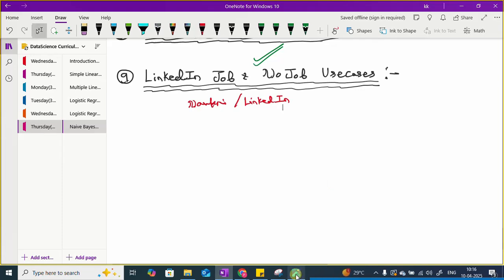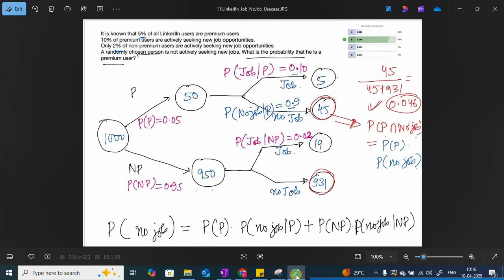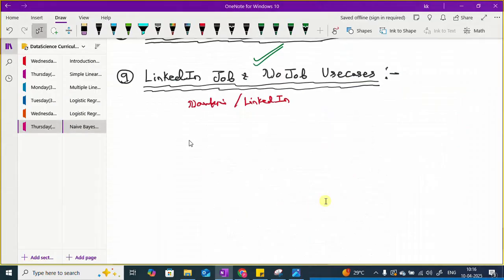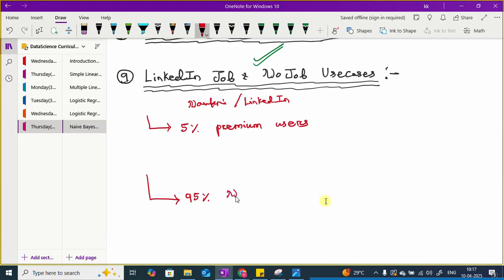The question says it's known that 5% of all LinkedIn users are premium users. So I can say 5% are premium users. Premium user means they have taken a subscription version or something like that. Now tell me, if 5% of people are premium, how many people are not premium? Obviously 100 minus 5, so 95%. I can write not premium people.